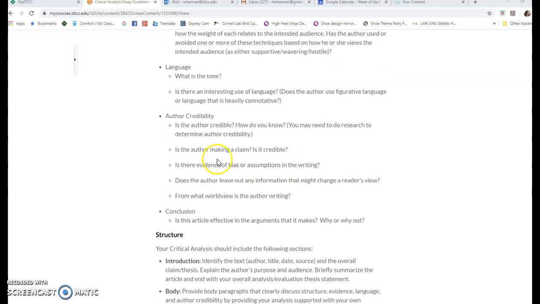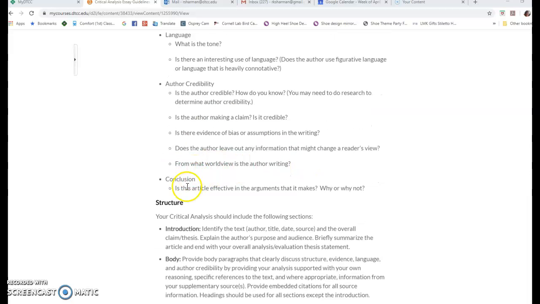And then the last analysis section of your essay is author credibility. And here you want to examine who the author is. Is he or she qualified to write on this topic? Is the claim credible? Does the author exhibit evidence of bias or assumptions? What is the worldview of the author? What information was left out that might undermine the author's claim, and all of those kinds of issues.